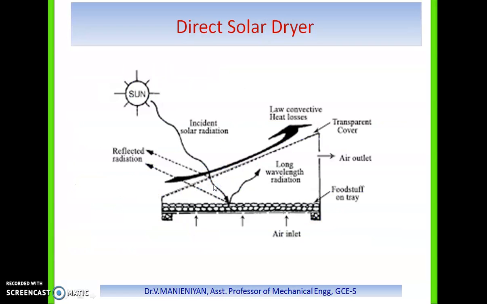Next is the direct solar energy system. This is the arrangement shown here. That is a direct solar system. It is referred to as cabinet dryers.